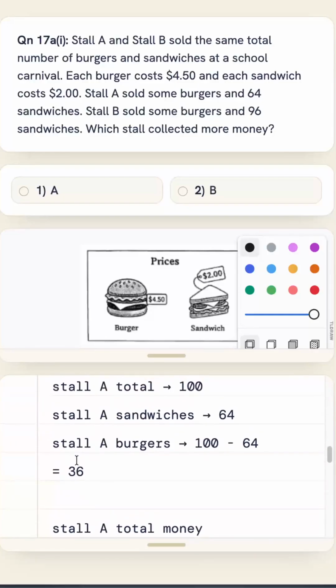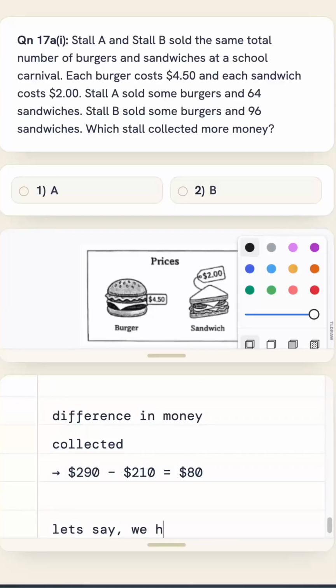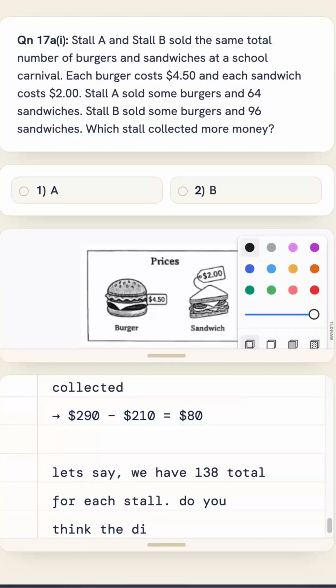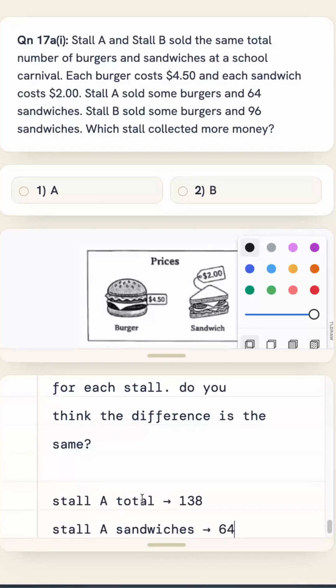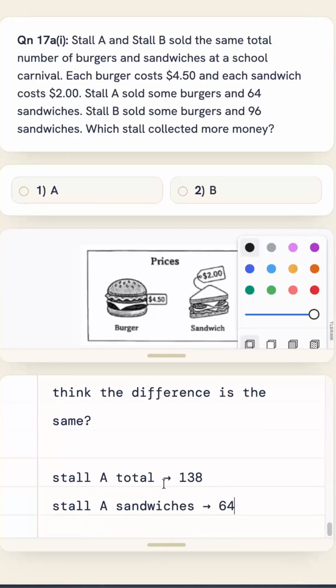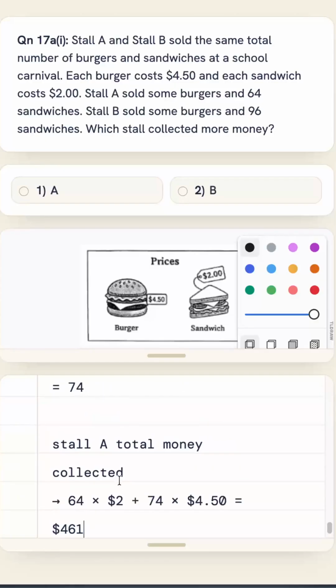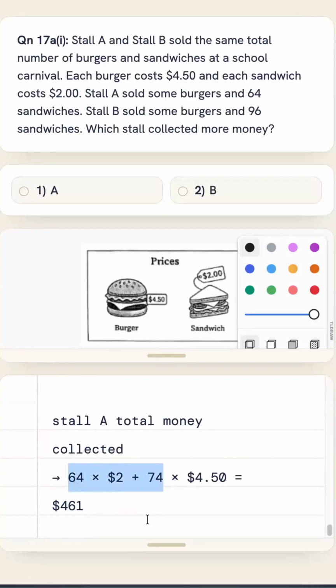Okay, pretty straightforward. So the thing is, let's say we have a random number of 138 total for each stall. Do you think the difference is the same? 138 is a random number. So let's say stall A total is 138. Sandwiches is the same, but stall A burgers would then be 138 minus 64, which is 74. That means stall A total money collected would be $461 if you were to calculate.